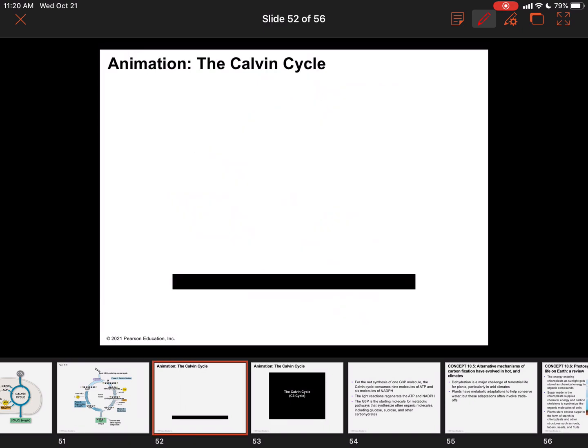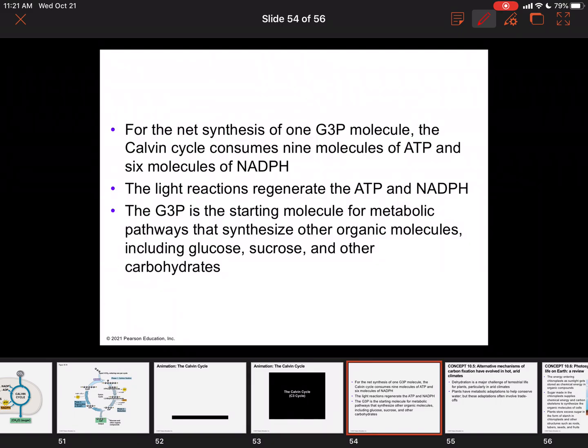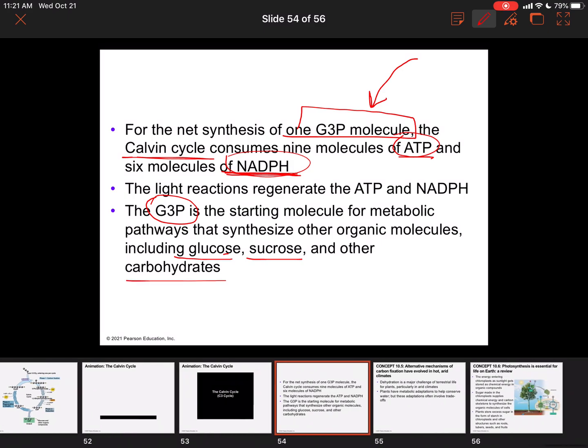This is an animation of the Calvin cycle. Here's another one. Make sure you go watch those. It says for the net synthesis of one G3P molecule, the Calvin cycle will consume 9 ATPs and 6 NADPHs. And remember, these two molecules, NADPH and ATP, are made in the light reaction so that these G3P molecules can be made in the Calvin cycle, okay? It says the light reactions generate the ATP and NADPH, and then G3P is the starting molecule for making glucose, sucrose, and other carbohydrates, okay?